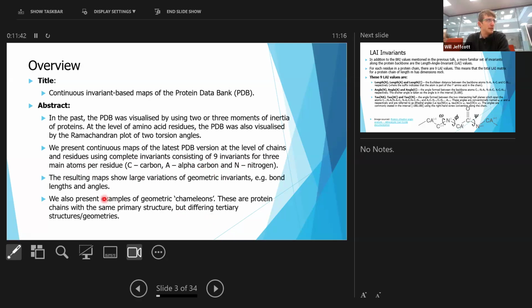The resulting maps show quite large variations in the geometric invariants, for example, bond lengths and bond angles. And then we also present some examples of geometric chameleons. So they're the proteins with the same primary structure, but differing tertiary structures or geometries.